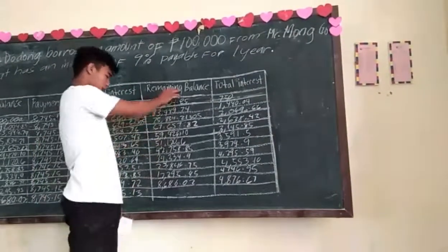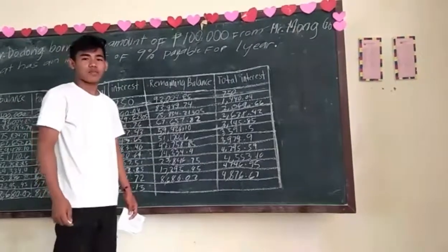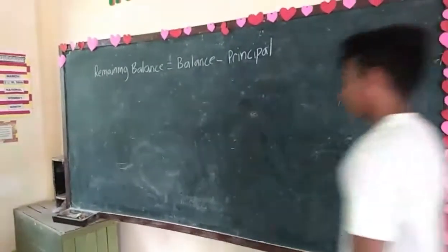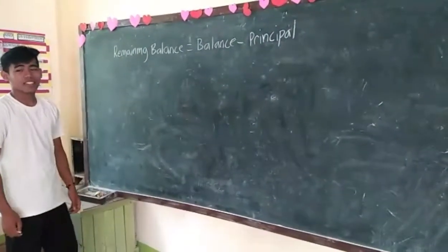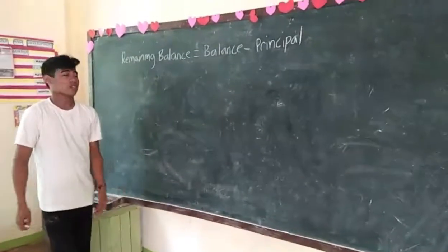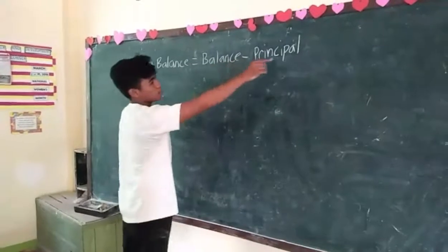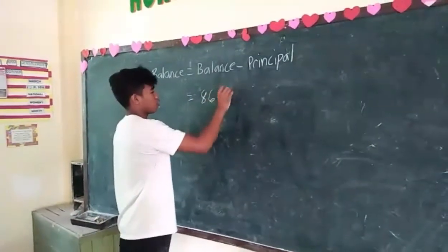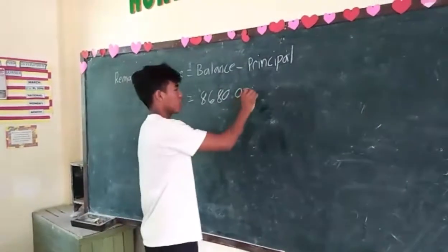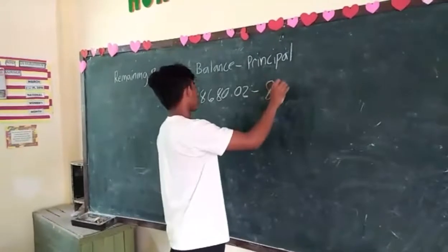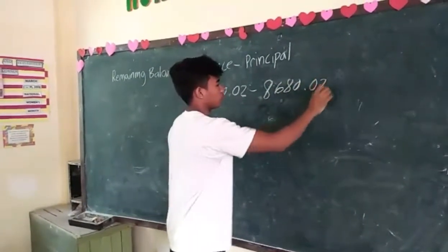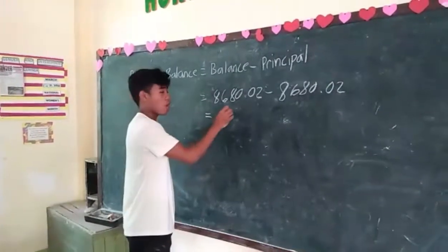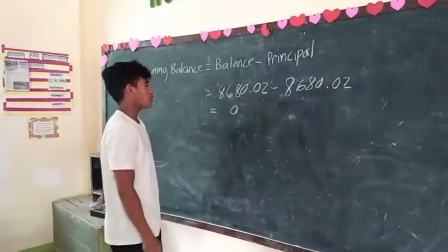Let's solve for the remaining balance after paying an amount of 8,745 pesos and 15 centavos constantly for 12 months, or 1 year. To solve for the unknown remaining balance, let's use the formula remaining balance equals balance minus principal. Let's substitute 8,680.02 for the balance, minus the principal, which is 8,680.02. After undergoing the process, we can determine that the remaining balance is 0. So it simply means that Mr. Dodong is telling the truth.